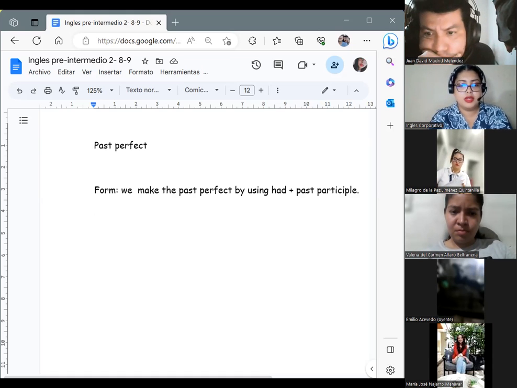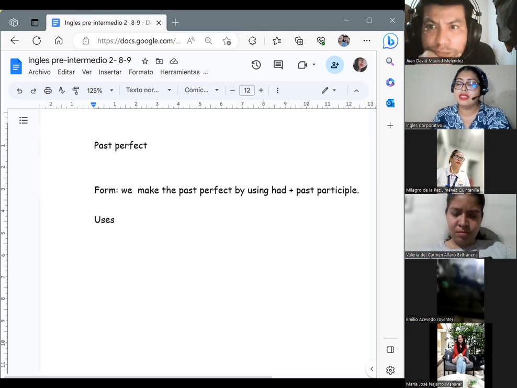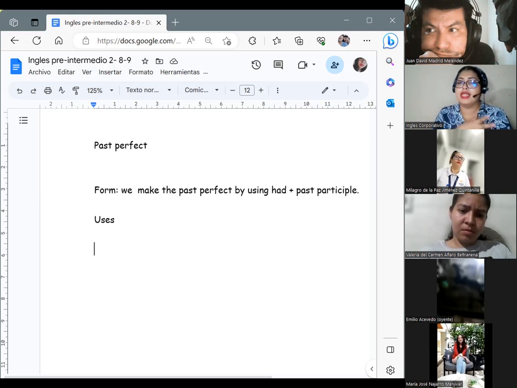So what are the uses that we have for this past perfect? In this case, it said we use it when one action happens before another past action. Vamos a utilizarlo cuando una acción pasa antes que otra acción, pero en pasado. Quiere decir que vamos a estar utilizando para hablar de acciones, una que sucede antes de la otra.